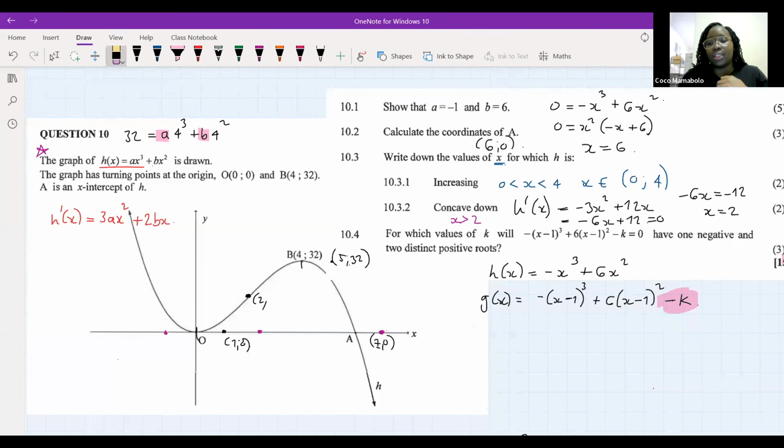The answer is that k needs to be in between 7 and 32. Okay, k needs to be in between 7 and 32. And getting to that, Linda, is going to be a bit tricky.